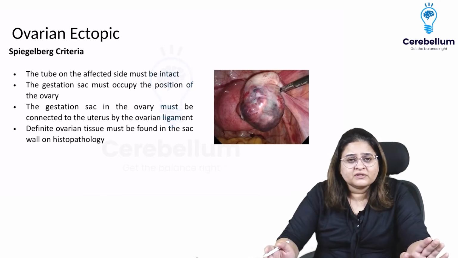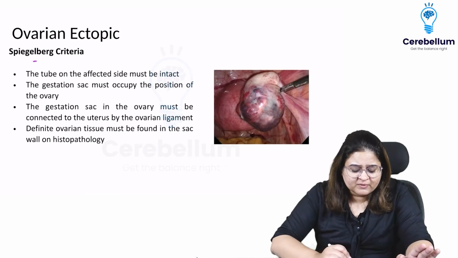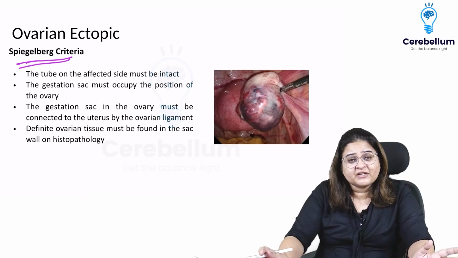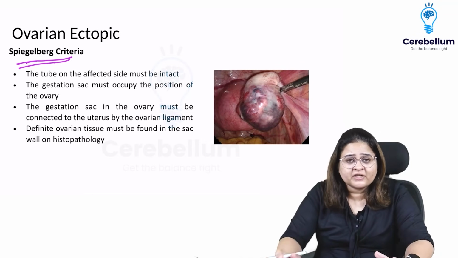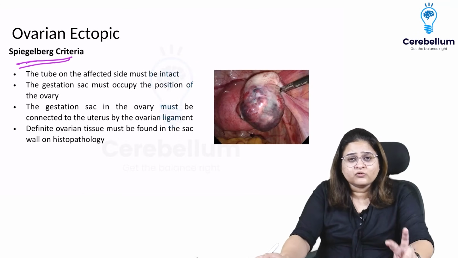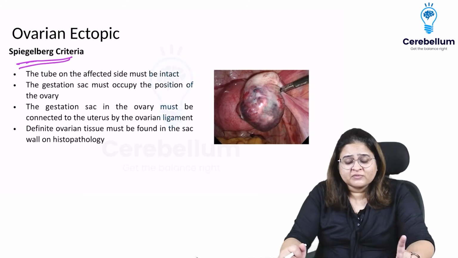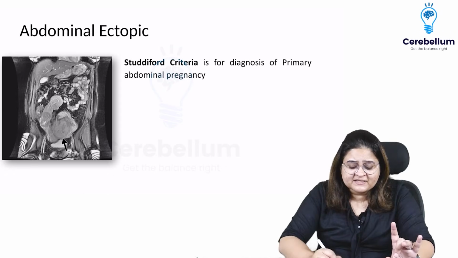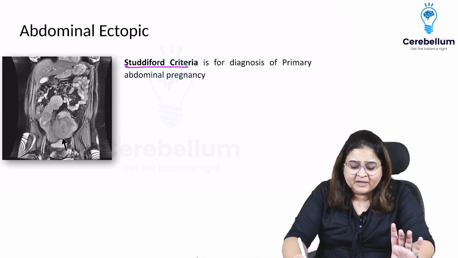Now, just a few small things about the others. Just remember the names. Ovarian ectopic is again very rare. These are the very rare types of ectopic. Ovarian ectopic means ectopic in the ovary. This is defined by something called the Spiegelberg's criteria. Abdominal ectopic is defined by the Studdiford criteria. This is for primary abdominal.